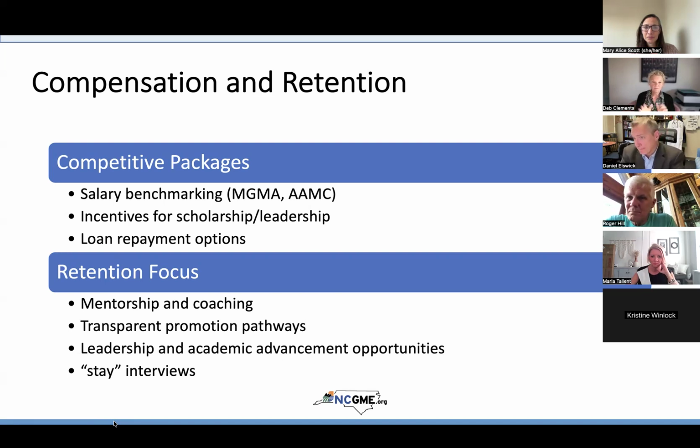We know that there is some instability in the loan repayment market. So is there something you can do there? Are there competitive mortgage rates that you can manage for folks? Are there other kinds of opportunities to sweeten the deal? It doesn't always have to be in the salary. There can be other ways to do that. And then retention.